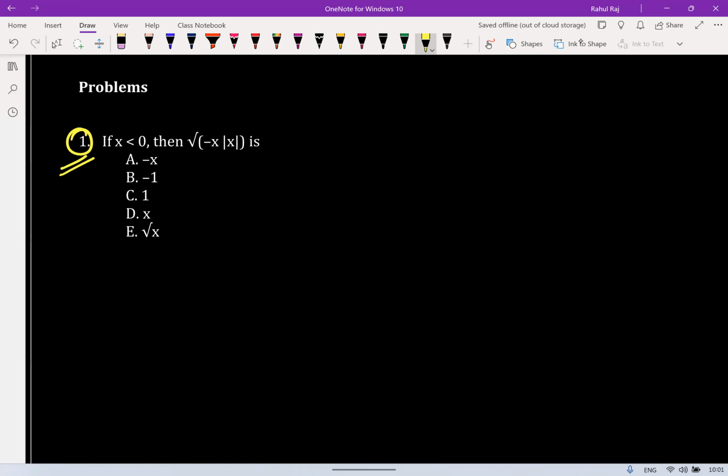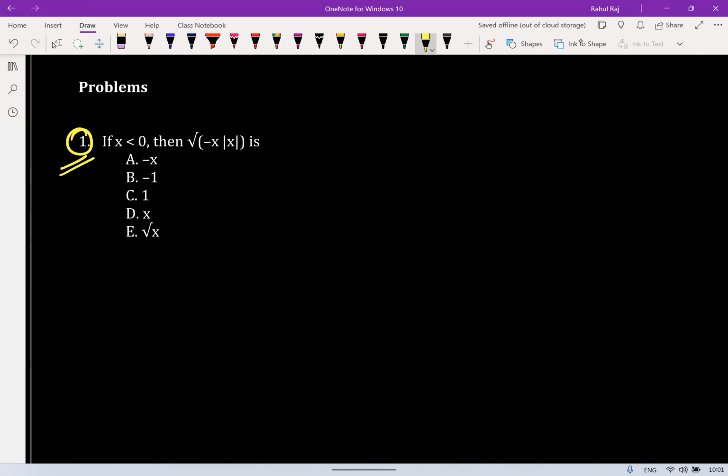You have x is less than 0 on one side. Then we know that minus x, mod x, is a negative value. So you have a negative value in the square root. When you have a negative value in the square root, what happens? Take the negative value out. That's it. You take it out, right? That's all, Alexa.